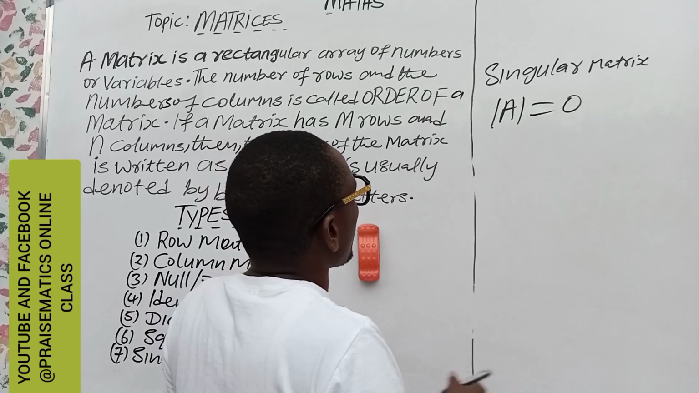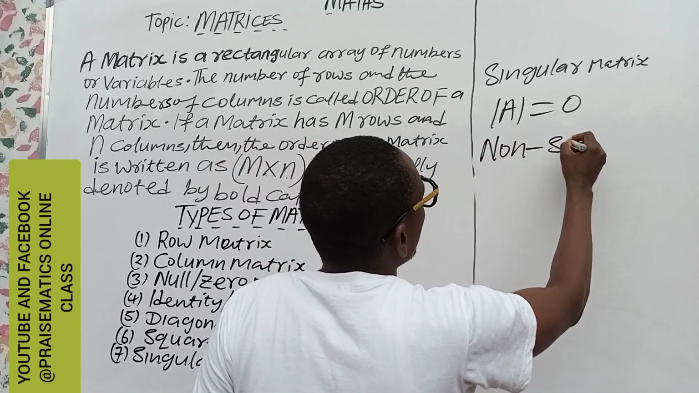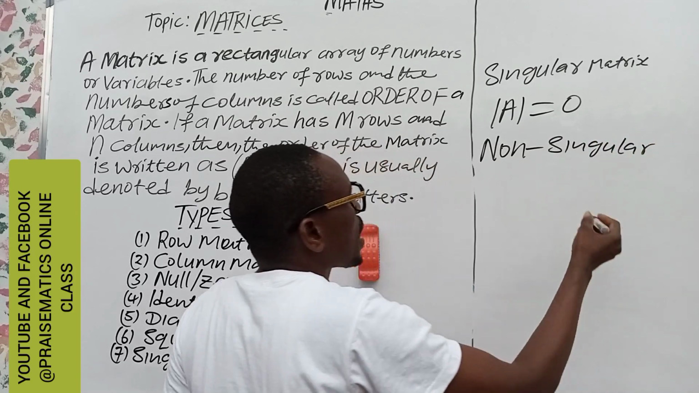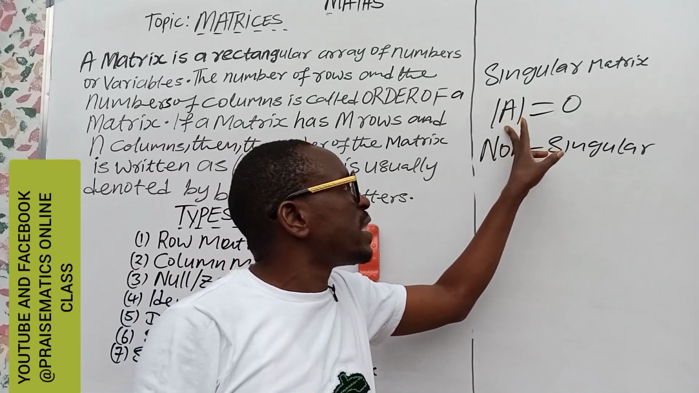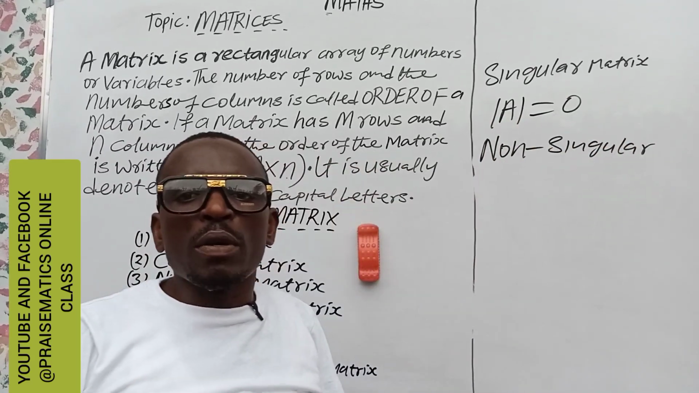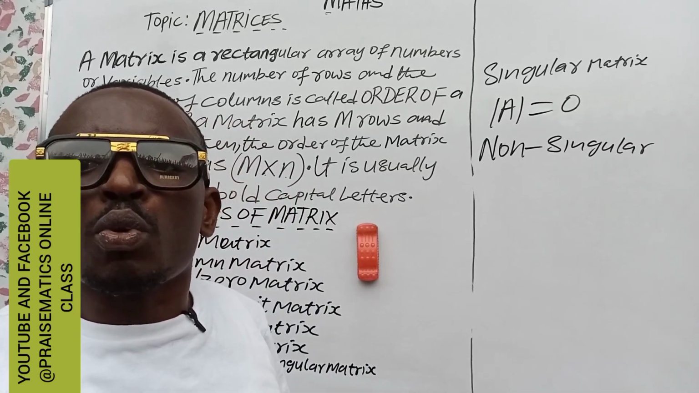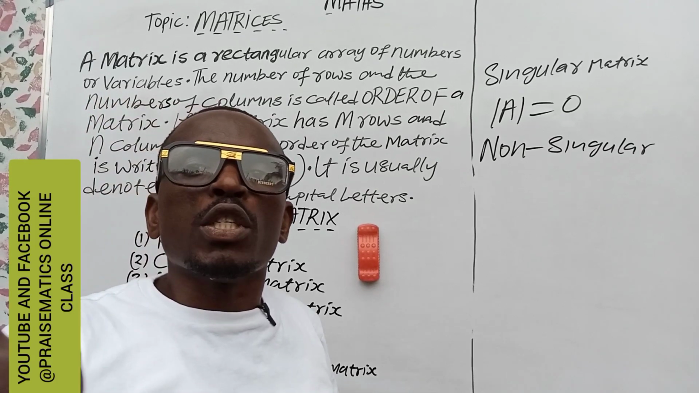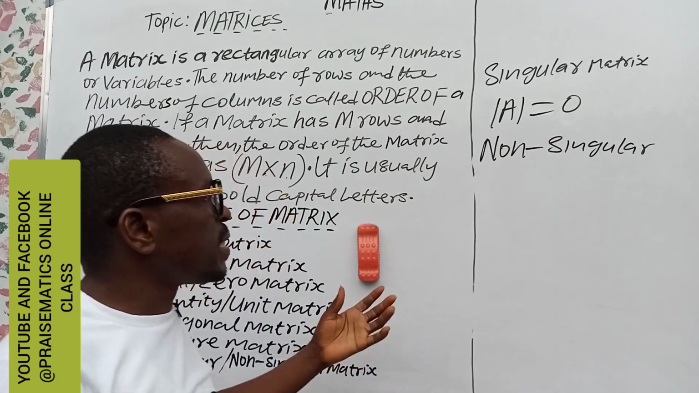So now we have another one called a non-singular matrix. A non-singular matrix is a type of matrix in which the determinant of the matrix is not equal to 0. So when you solve any determinant and it is not equal to 0, we call it a non-singular matrix. And that is how to solve it.